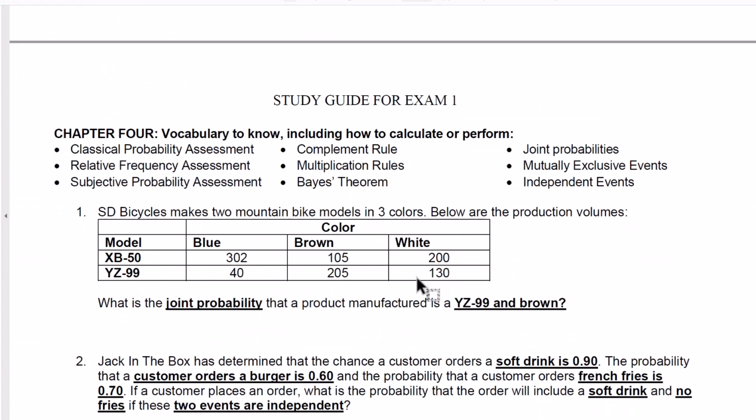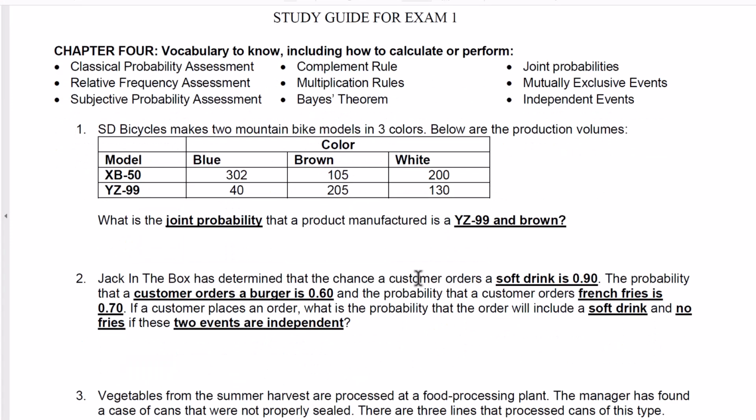So for chapter 4, we're going to just cover 2 problems here. Okay, so the first one is covering some probability. And we have this San Diego Bicycle Companies, and it shows mountain bikes in 3 different colors, blue, brown, and white, and we have 2 different models. And so it asks you, what is the joint probability that a product manufactured is a YZ99 and a brown?